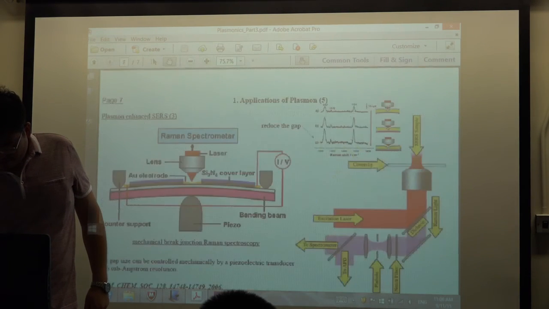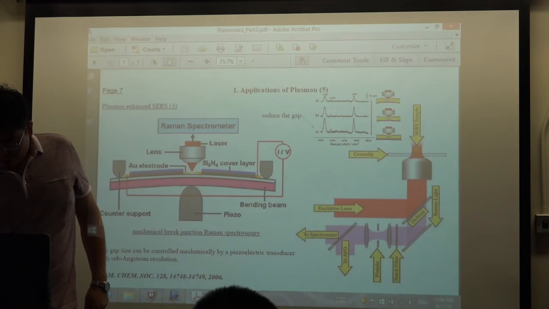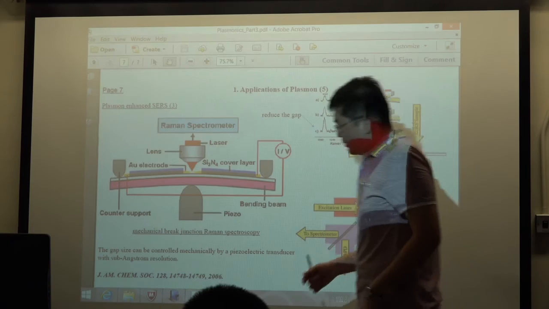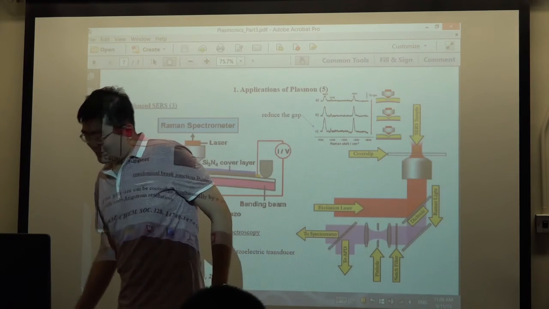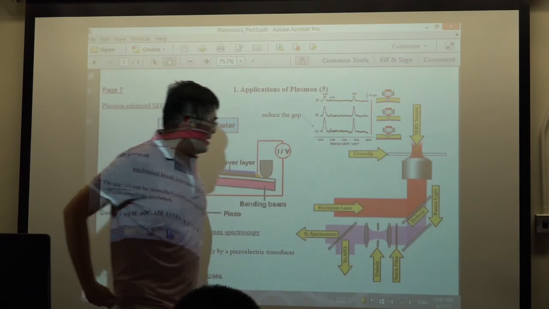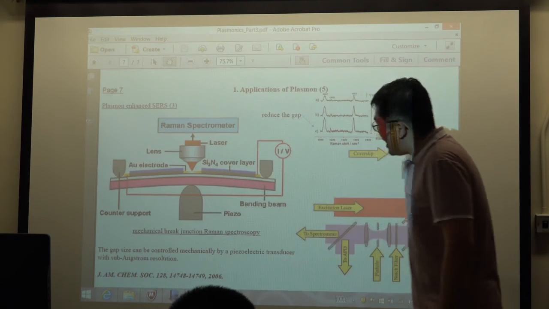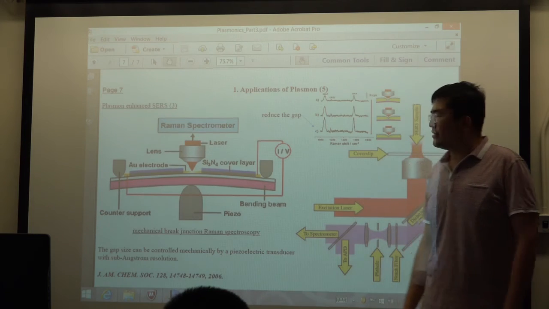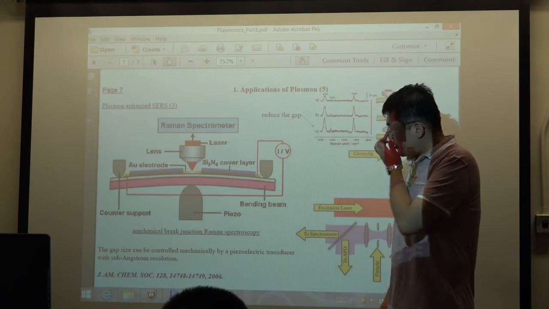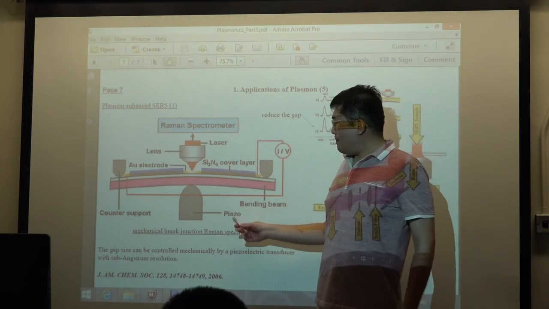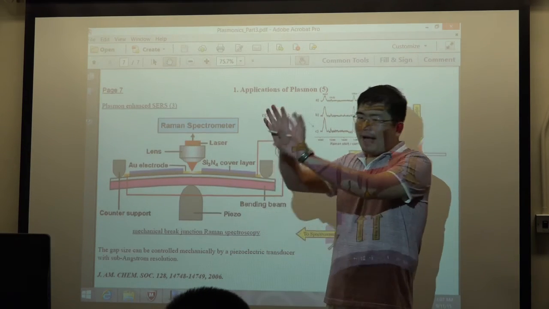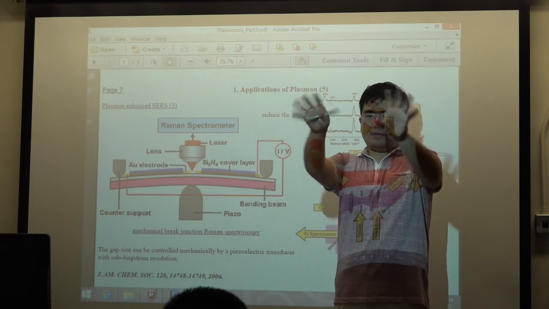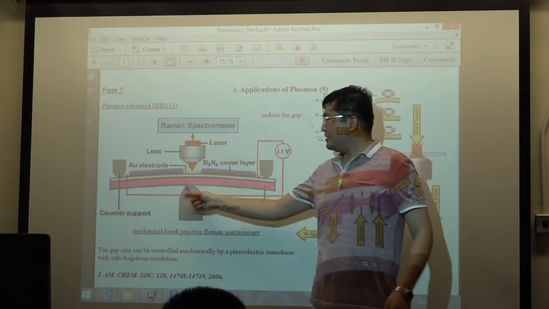Okay, this is the experimental setup. Let me talk about this. I think this is a very interesting experimental setup. I found it in JACS, a very good general chemistry journal. This is the experimental setup. This is a pipe, okay, here. They can control this. They can bend it up and down. It's a piezoelectric effect.